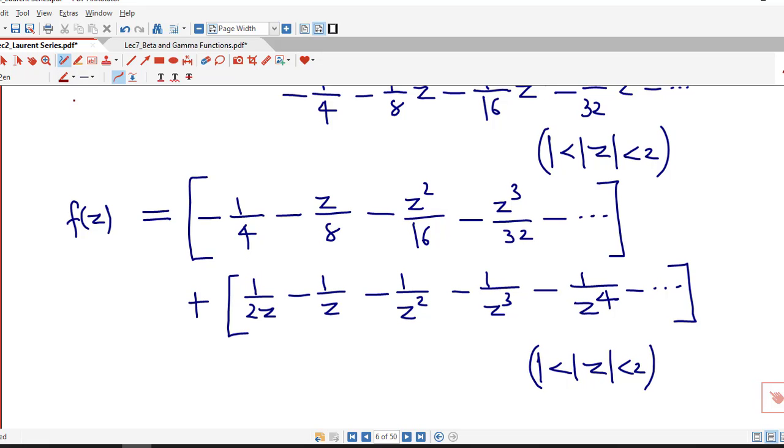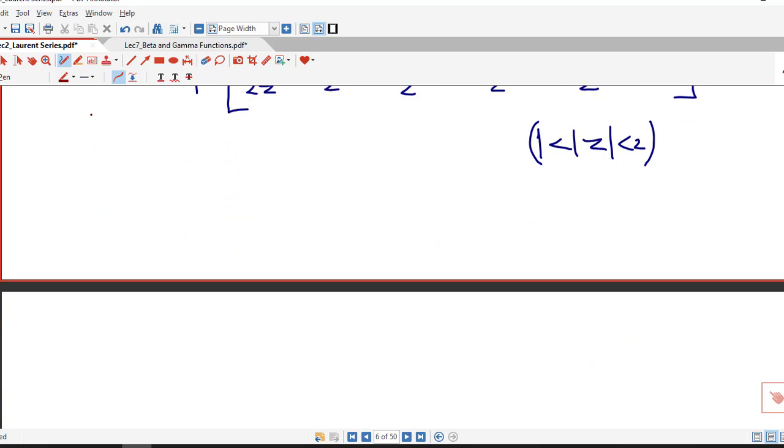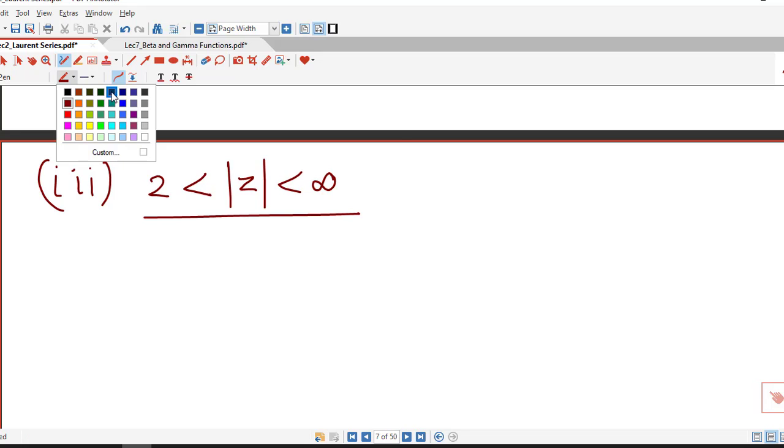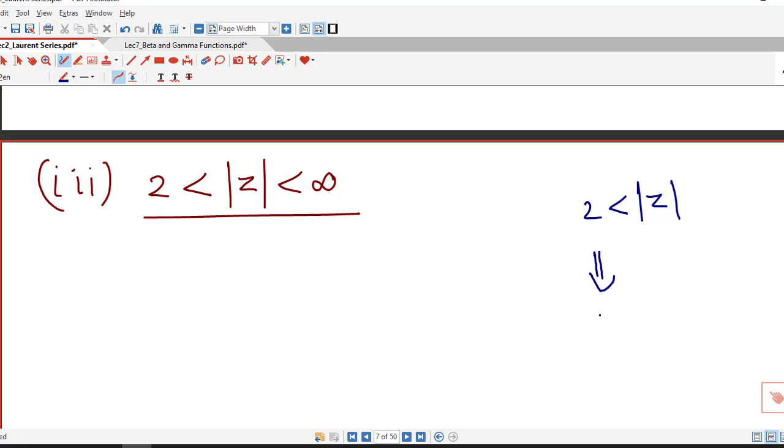domain. Third domain is, we have to find out expansion of f of z in the domain 2 less than mod z less than infinity. So here we have absolute value of z greater than 2. So from this we will have absolute value of 2 by z less than 1. And if absolute value of z is greater than 2, absolute value of z is greater than 1 also. So we will have absolute value of 1 by z is also less than 1.